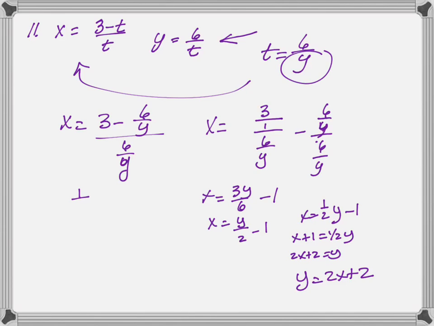Y can't be 0, because t can't be 0. So let's see. If t couldn't be 0, then let's go back up and look at what we had. In terms of x, sorry, I'd have x equals y over 2 minus 1, and y can't be equal to 0, so you still get x can't be equal to minus 1.